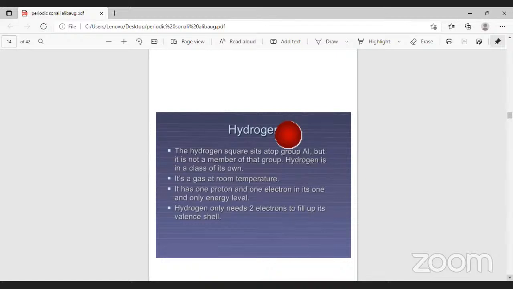Okay, see hydrogen. The hydrogen square sits top group first A1, but it is not a member of that group. Hydrogen is in a class of its own. It's a gas at room temperature. If it is gas, then it should be at right hand side in periodic table, because we are keeping all gases extreme right. It has 1 proton and 1 electron in its one and only energy level. Hydrogen only needs 2 electrons to fill up its valence shell.